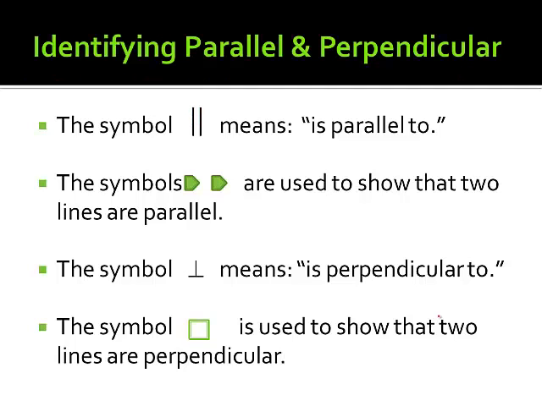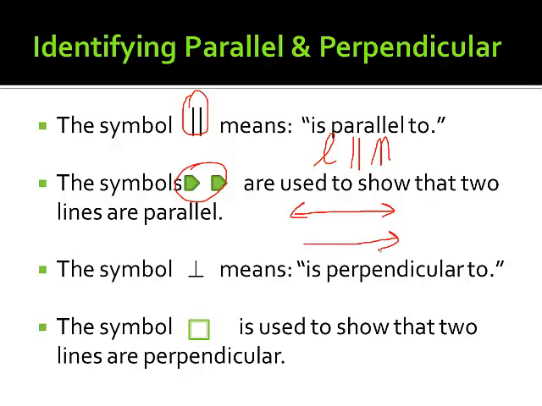Okay, so the symbol with the double dash marks here means parallel, is parallel to, like line L is parallel to line M. The arrows, if they have the same amount of arrows, are used to show that two lines are parallel. We showed that in the previous slide. So if I have two lines, L and M, parallel, you could have doubles, you could have triples, you could have singles, but the ones that match up are the ones that are actually parallel. Like these guys match up, so that means line L and M are parallel.